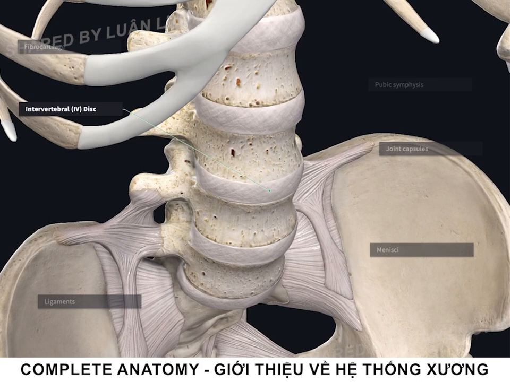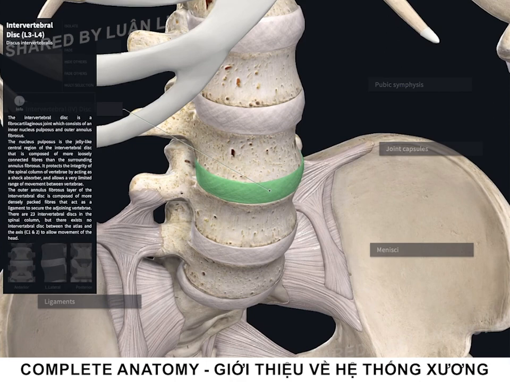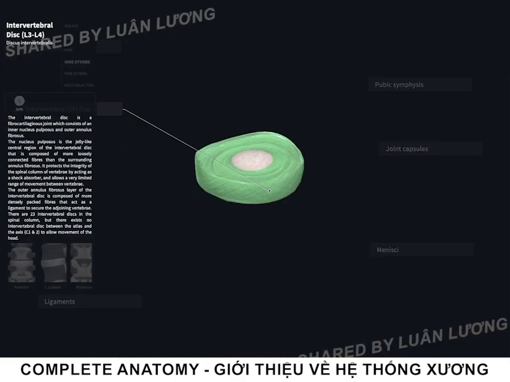Now, intervertebral discs are actually going to be made up of two different layers: an outer fibrous ring that is made of fibrocartilage, and an inner nucleus pulposus, which is like a gelatinous bag to help act as a shock absorber. So just the outer aspect of this is made up of fibrocartilage.